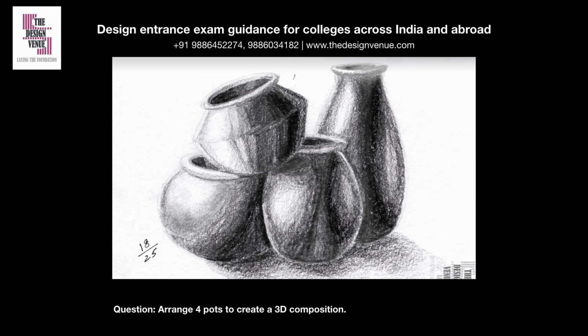So in this question, we have to arrange 4 pots to create a 3D composition. Observe how each pot is different in shape and size. Also, all the 4 pots are very close together, and that creates a sense of unity in the composition. There is also some element of dynamic interest added to it, since one pot is kept on top of another and it feels like it might topple.